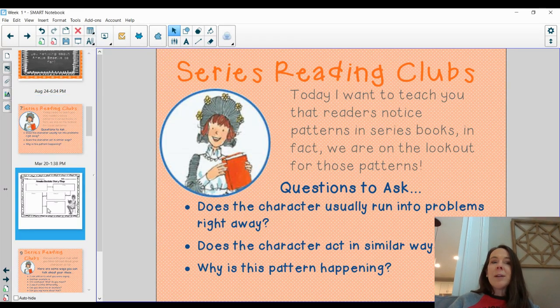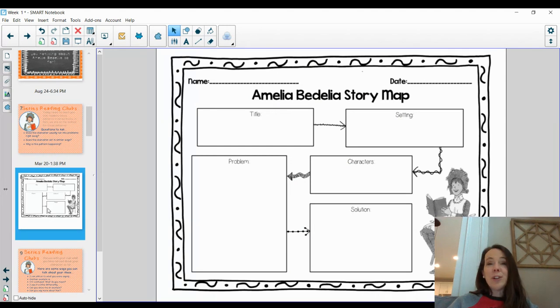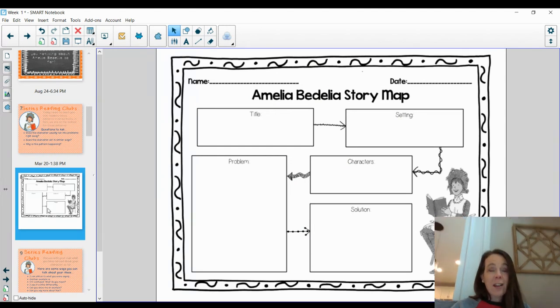So what I'm going to have you guys do today is you are going to have this page for the Amelia Bedelia story map. This is the same page that you used 2 days ago. What I'm going to have you do first, though, is before you listen to the story that I have for you today, you're going to actually flip this over. Or if you want, you could write it right here on the bottom where you could make your prediction about what you think is going to happen in this next story that you're going to read.